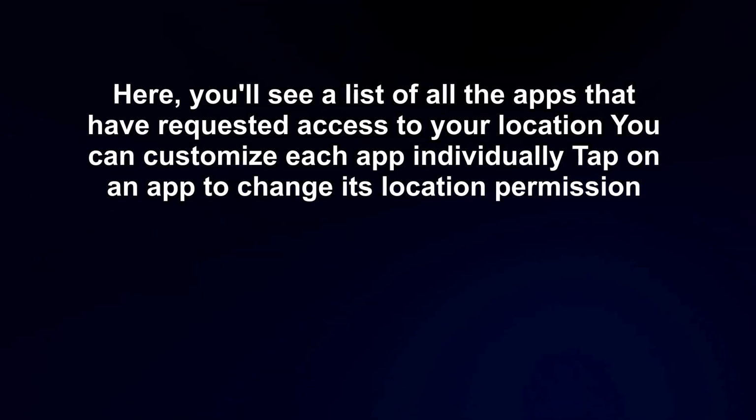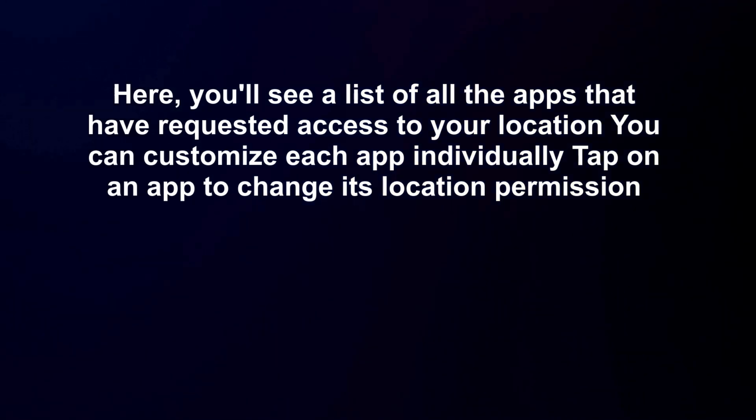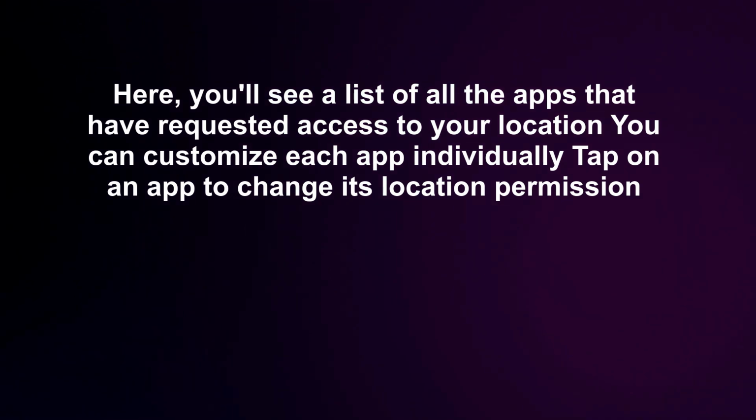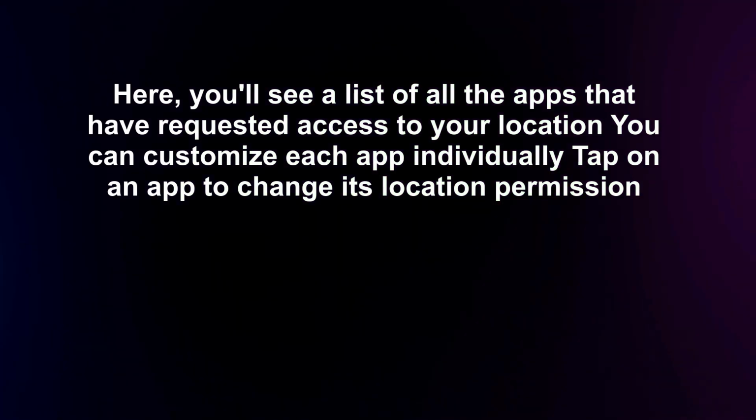Here, you'll see a list of all the apps that have requested access to your location. You can customize each app individually. Tap on an app to change its location permission.